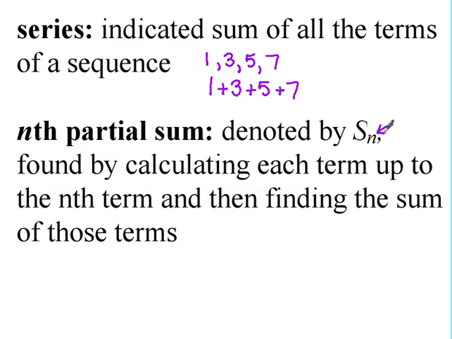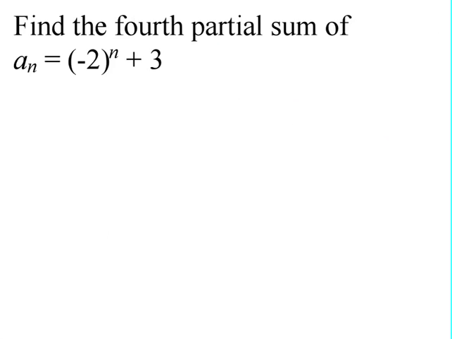Okay, so if I want to find S sub 3, you're going to add up the first 3 terms. If you want to find S sub 5, you're going to add up the first 5 terms. And so that's what we're going to look at now. And so if I look at this, it says find the 4th partial sum of. So what I want to do is find the first 4 terms, and then I'm just going to add them together. That's all you're going to do. So the first 4 terms, 1, 2, 3, 4.